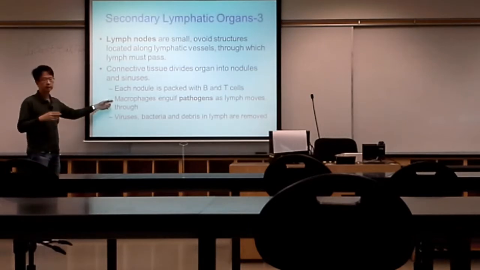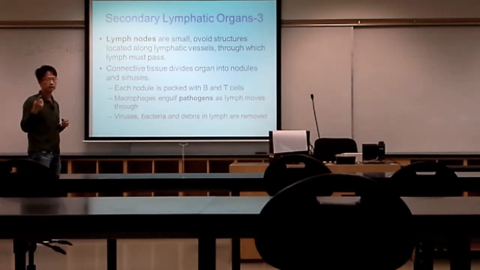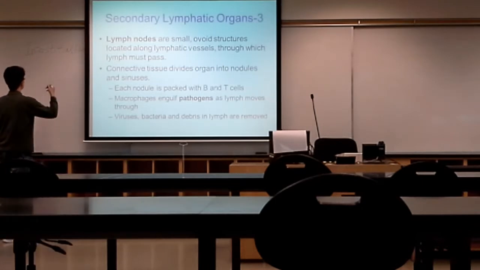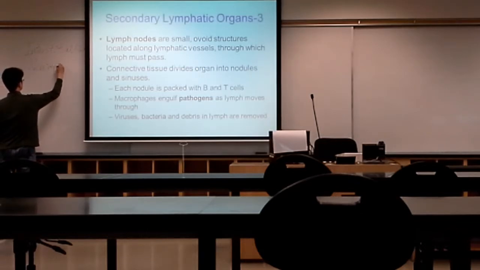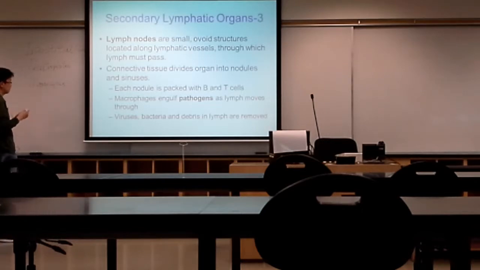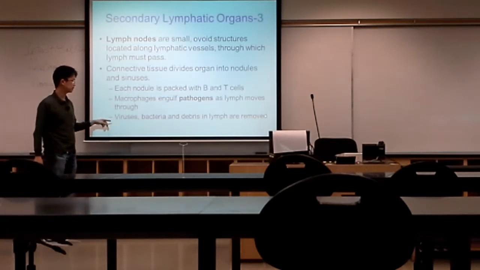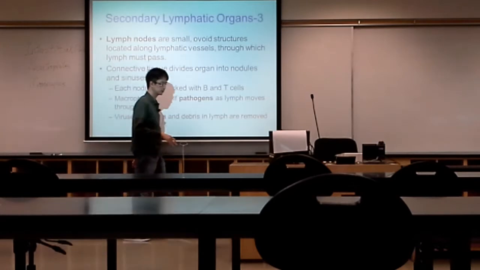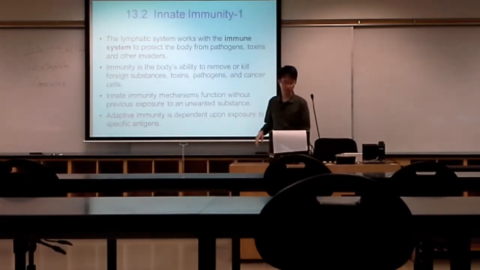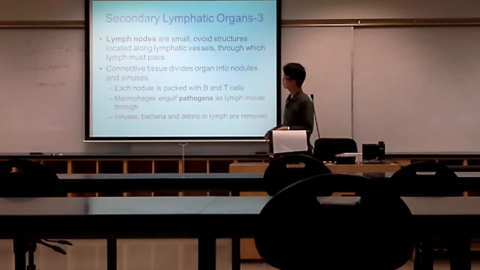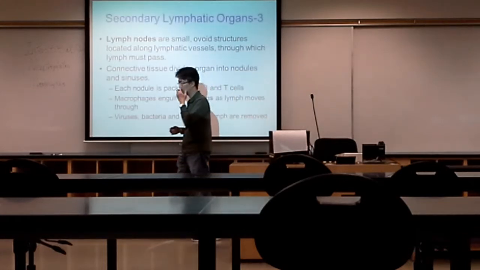Macrophages come in two types, neutrophils and monocytes. We'll talk about these two later. And then viruses and bacteria are removed in the lymph. So a little bit about lymph nodes.